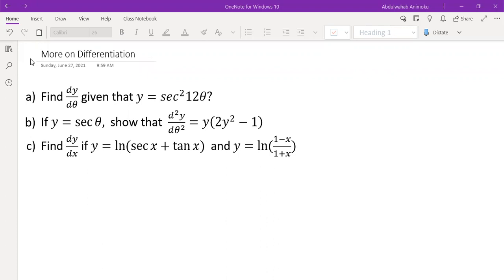Now we have this function, y equal to secant square 12 theta. I want to find the derivative of this. So it's dy d theta because the function is in terms of theta, right?